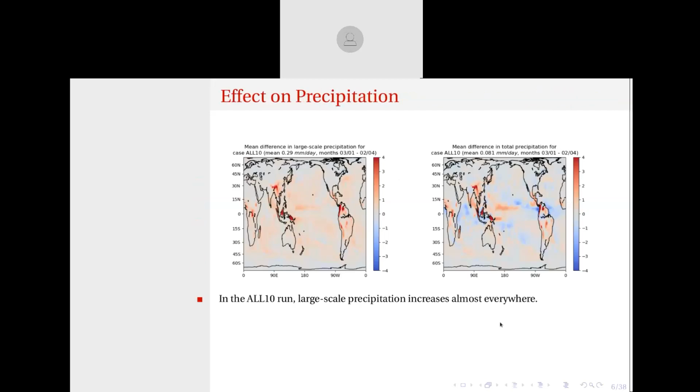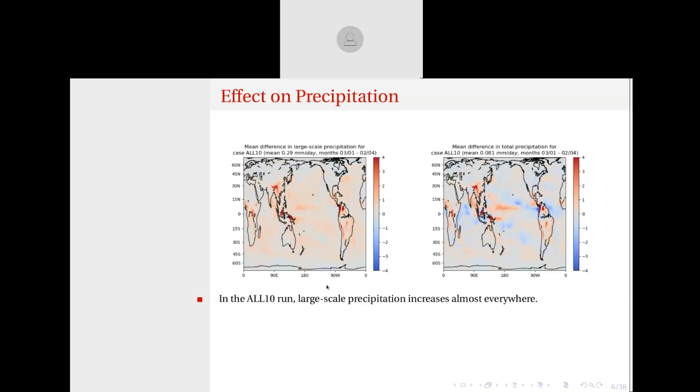So I'm just going to show right off the bat how precipitation patterns change between these two runs. On the left, I have the large-scale precipitation, which is coming from the stratiform schemes. And then I have the total on the right, which is basically this plus the precipitation coming from the deep convection scheme. These are differences between the all-10 and the control run. So the red is where the all-10 produces more precipitation, blue is less.